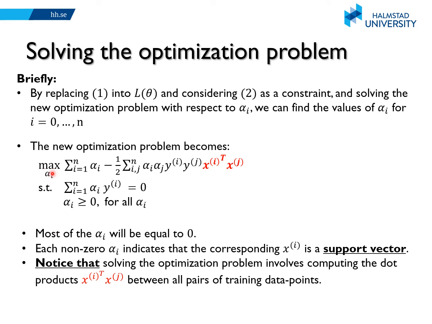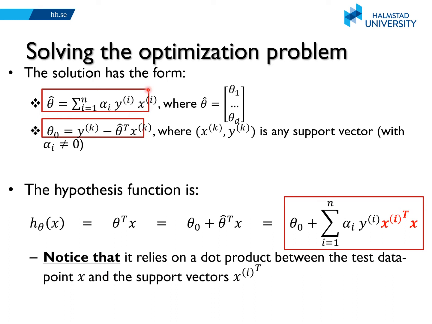And then if we replace back those alphas into our equations 1 and 2, we will find the values of our parameters. And at the end, our parameters vector will look like this. So this is the vector of parameters theta 1, theta 2 until theta d, if we have d features, and this is theta 0.